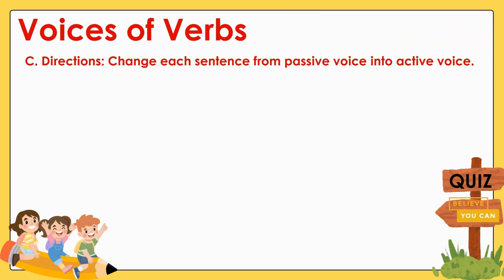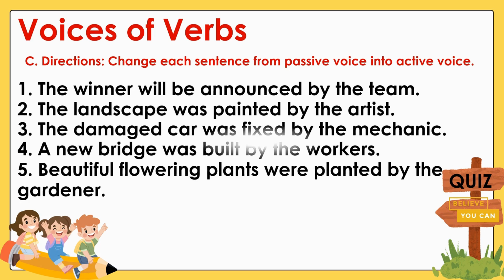Letter C, directions. Change each sentence from passive voice into active voice. Number 1, the winner will be announced by the team. Number 2, the landscape was painted by the artist. Number 3, the damaged car was fixed by the mechanic. Number 4, a new bridge was built by the workers. And number 5, beautiful flowering plants were planted by the gardener.